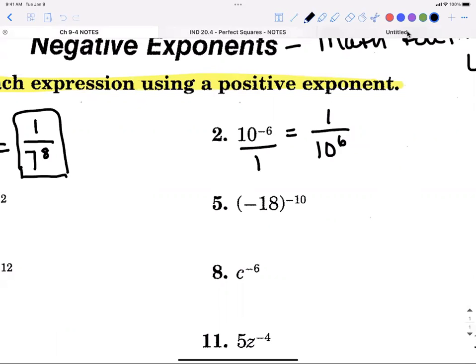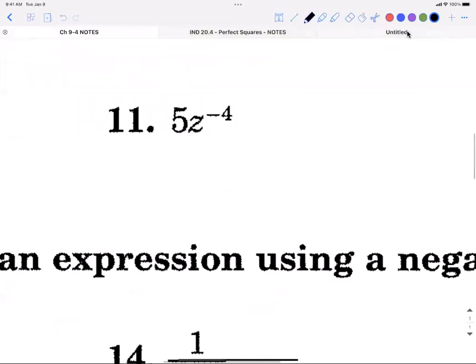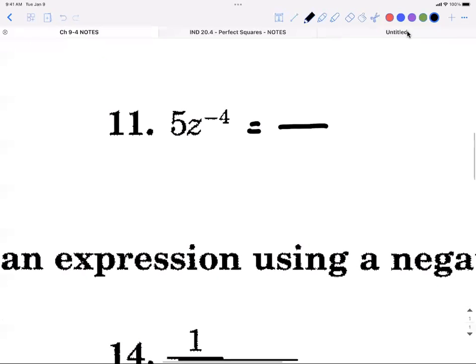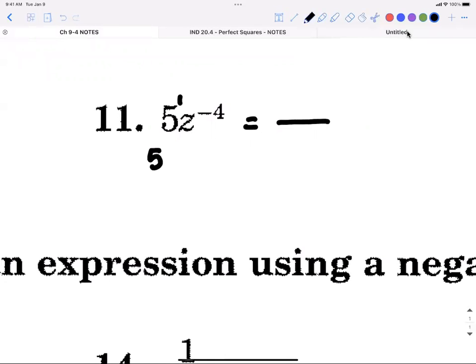But here's why I kind of get away from using the term flipping it. I want you to look at example number 11 here, 5z to the 4th. And here's why I don't say flip it anymore. The only thing that you have to move is what has the negative exponent. You don't move everything, okay? And really, it's not written, but what is the exponent of that 5? It's 1, right? Because really, this is 5 times z to the negative 4. And if I really wanted to get technical, it's 5 to the 1st power. We never write that, but it's there. Times z to the negative 4.